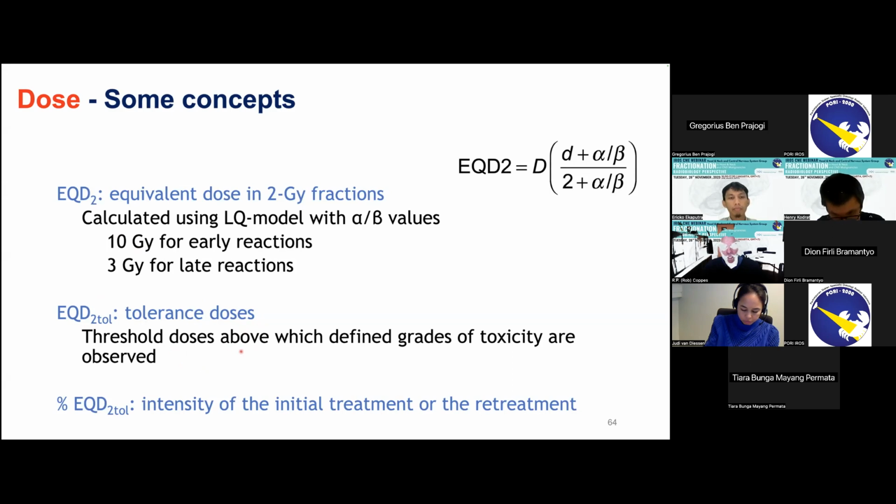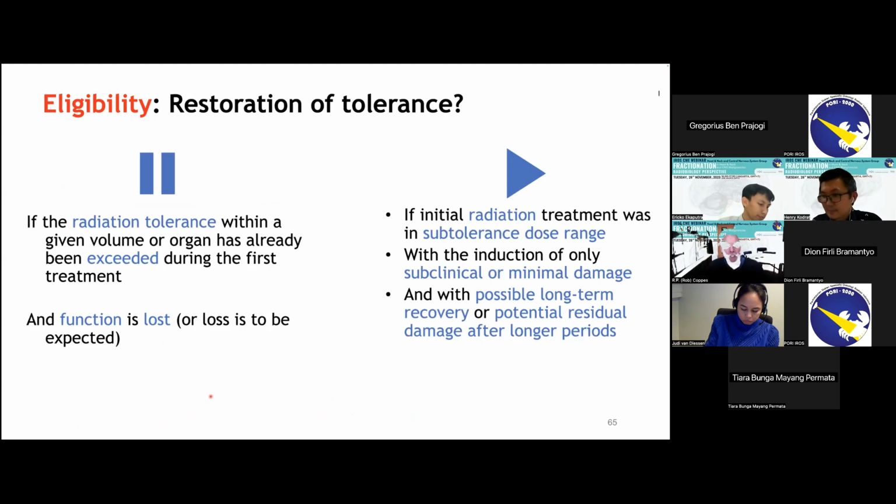These are defined already, right? Then you can calculate the percentage of the tolerance that the initial treatment has used. And then, of course, you can go up to the tolerance dose of this tissue. But it may be that your tissue, depending on the time between the fractions, is also regenerating a little bit already, indicating that you could potentially give a little bit more dose to the tissue. So, do you find restoration of tolerance, right?